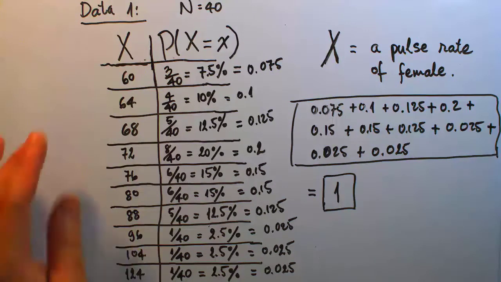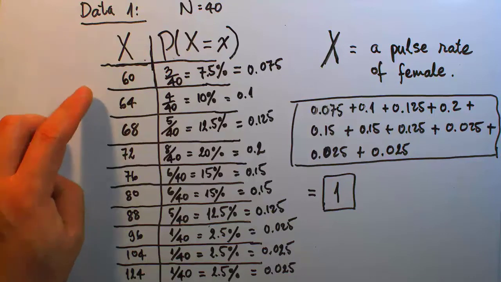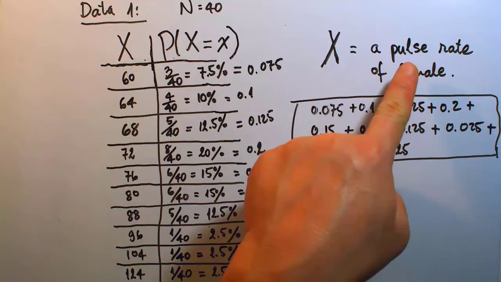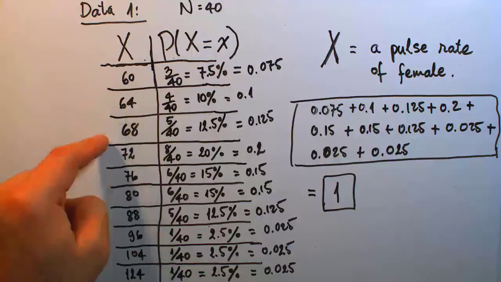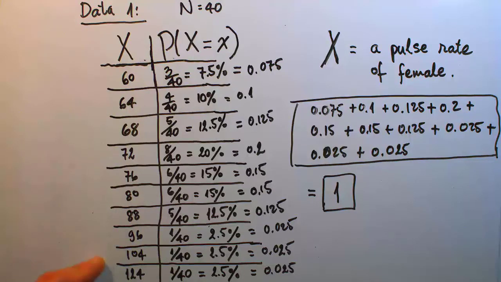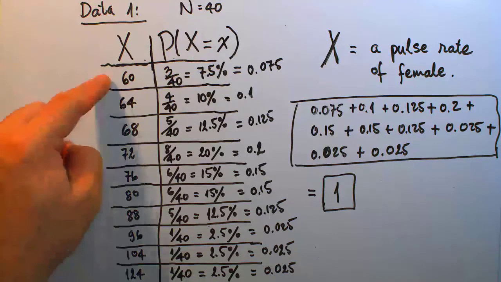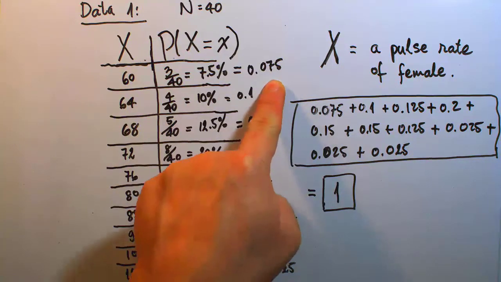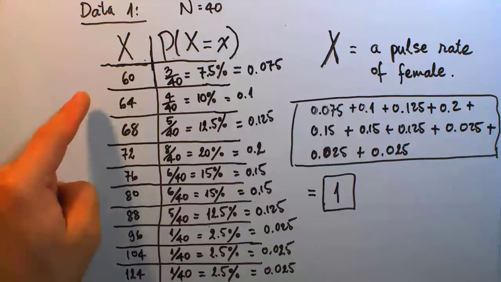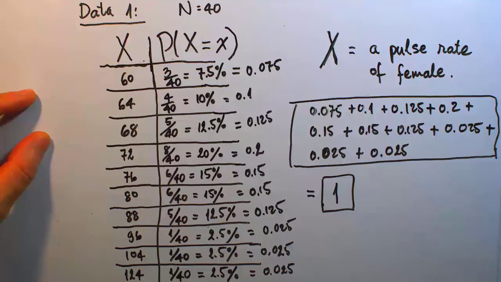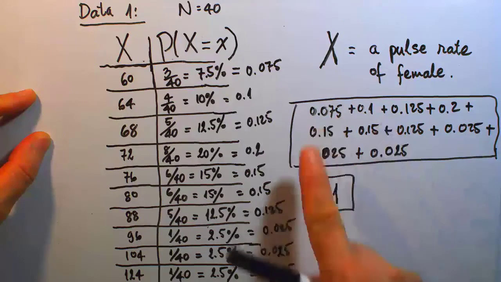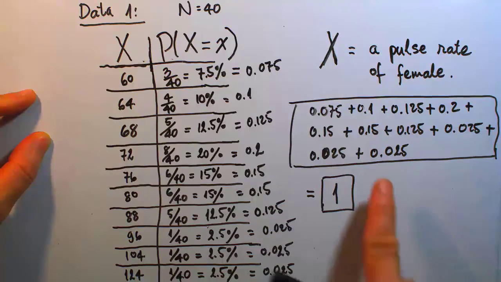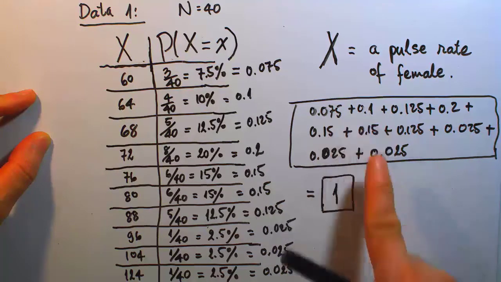Why did we have to spend our time reorganizing data 1? First we define the random variable to represent the pulse rate of females. Then we list all the distinctive values of the random variable x, which are the different data values in data 1, and then find the relative frequencies. Ultimately we call these the probability of each different value in our data. And we have to ensure that all of these probability entries total up to 1.